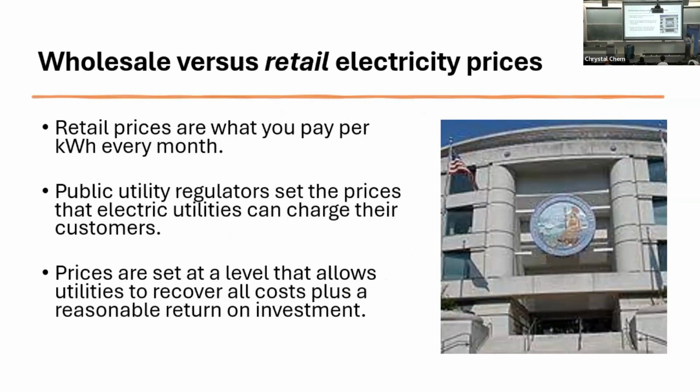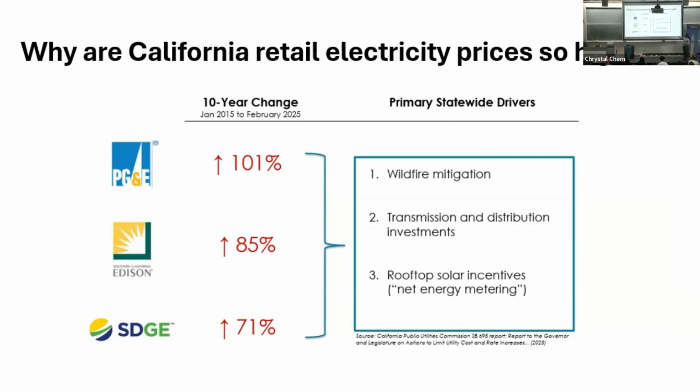Who sets that retail price? A regulator, a public utility commission. So basically how this works is your utility goes to the regulator and says, this is how much it's costing me to invest and generate and deliver electricity to my customers. Here's the amount of money I need to recover. And this is a simplification, but more or less the regulator looks at that big amount of money, divides it by the quantity of electricity your utility is going to sell, and that's the price you pay. So the reason your rates have been going up so much is not because the wholesale price is going up.